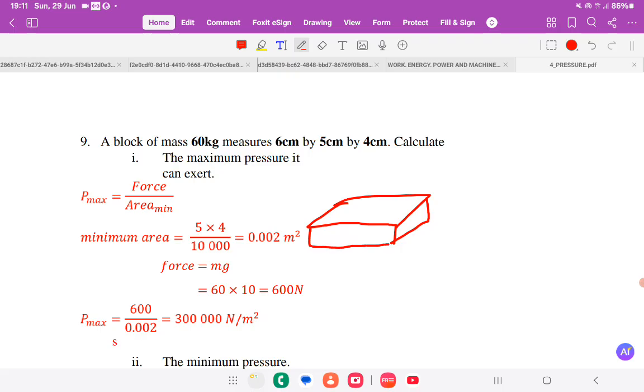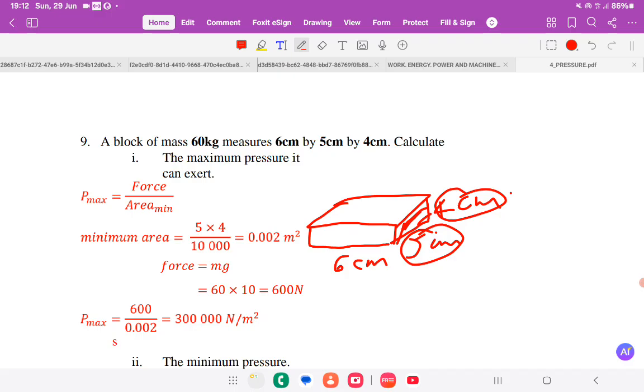So this is 6 centimeters, 5 centimeters, and 4 centimeters. The minimum area will be obtained if the box is lying on this side. This is the smallest area. So what is this smallest area? It is going to be 5 multiplied by 4, which is 20 square centimeters.